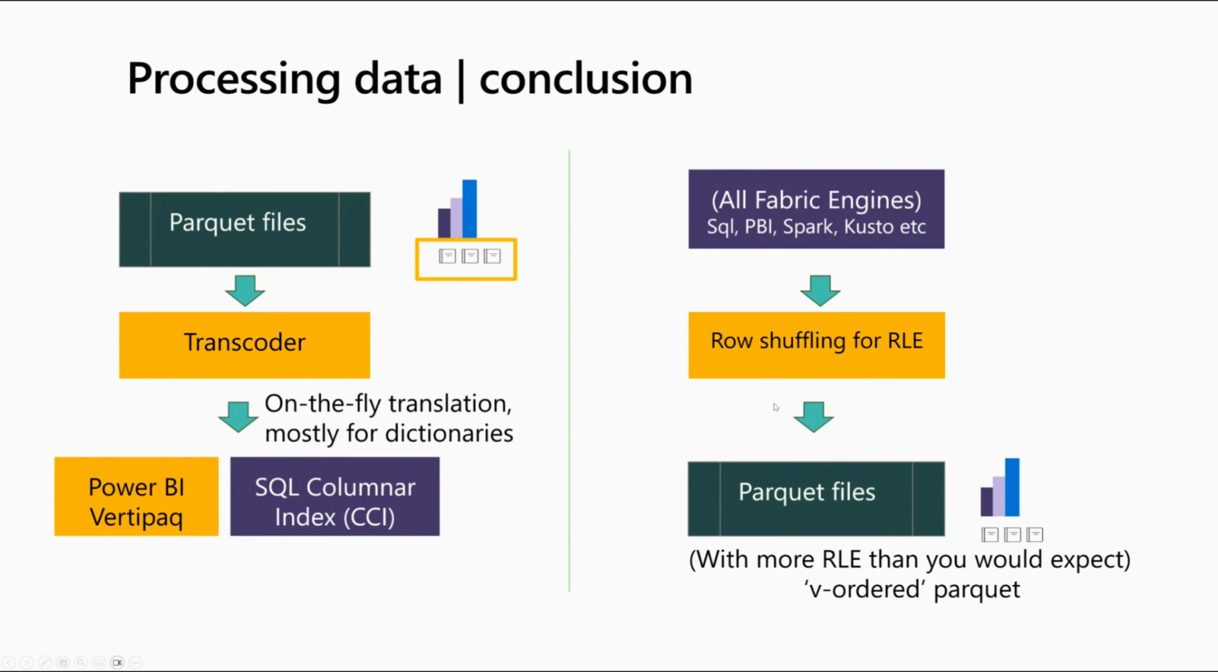On the other hand, all the Fabric engines, SQL, Power BI, Spark, Custom, and so on, every time they're writing data in Parquet, they're performing the row shuffling algorithm that I was just describing for Power BI. And the result is Parquet files, which are perfect Parquet files. There is no aberration, no difference from the open source format, but they may have just a bit more RLE and longer RLE segments than you would expect. And this is what we call the V-order Parquet. It's basically Parquet where rows are shuffled in a way that optimizes for RLE compression.